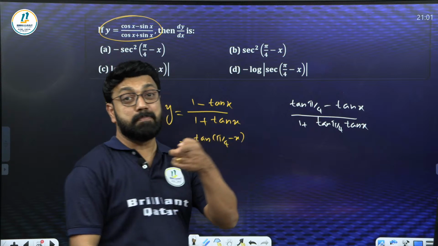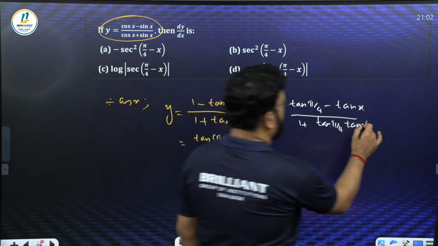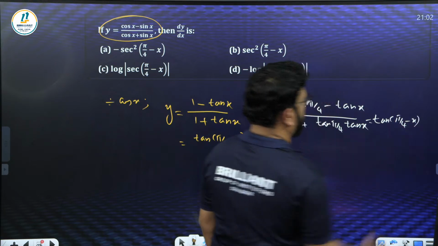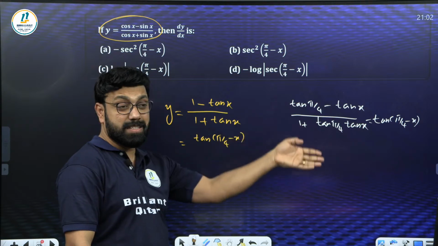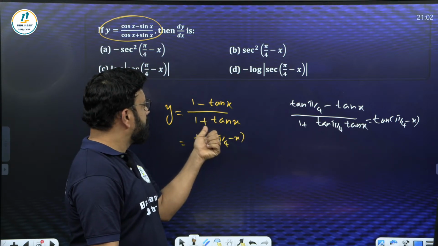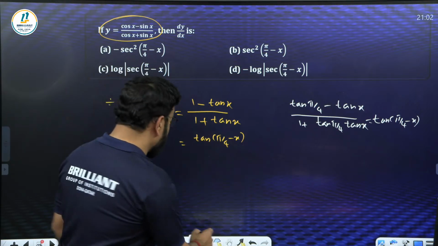Tan a minus tan b by 1 plus tan a tan b goes to tan a minus b. Directly we can take here tan pi by 4 minus x will get. So you can learn directly. 1 minus tan a by 1 plus tan a equal to tan pi by 4 minus a will come here. Take the derivative of this one.